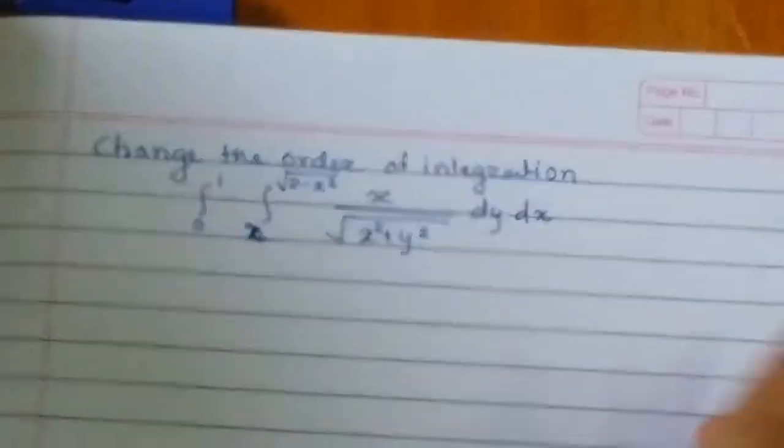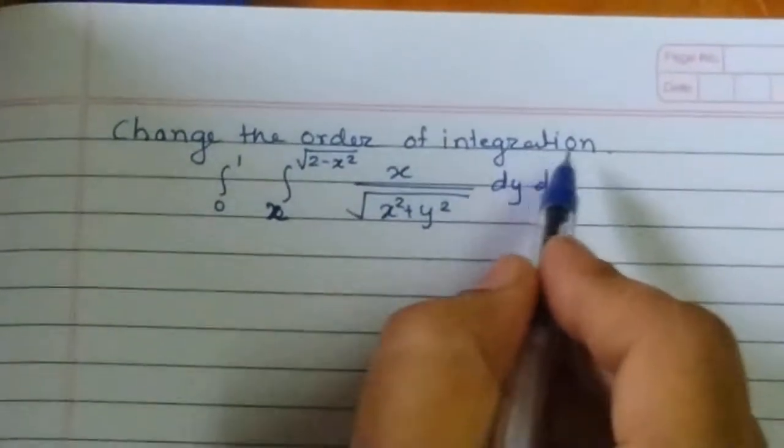But in the previous lecture we started with something a little higher than that: whatever the region of integration is given, for changing the order of integration that region gets divided into sub-regions. So in today's lecture also we are going to discuss one more problem based on region divided into sub-regions. Okay, the question is: change the order of integration.